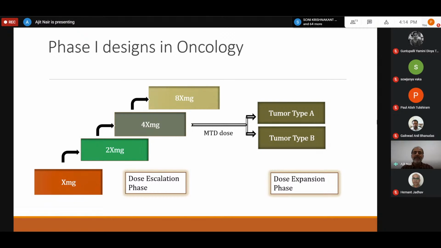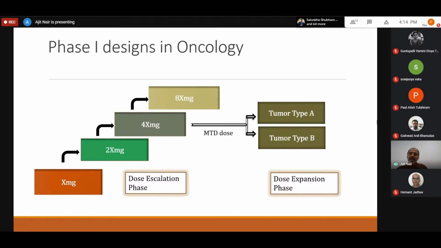So that's called the MTD dose, the maximum tolerated dose. And this is a very standard terminology in phase 1 designs in oncology. So the 4 mg dose, primarily after the dose escalation phase, is taken into a dose expansion phase. And here is where the basket design comes in.